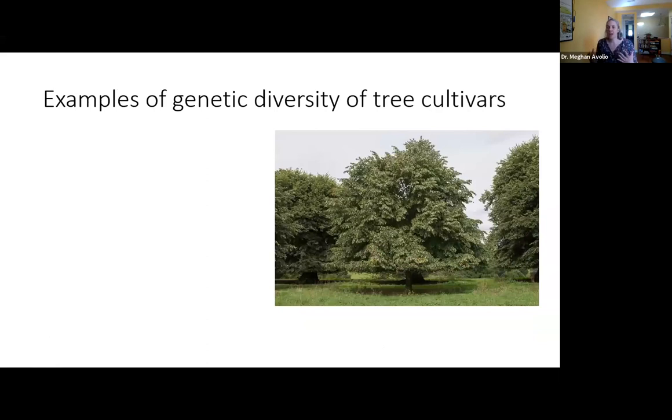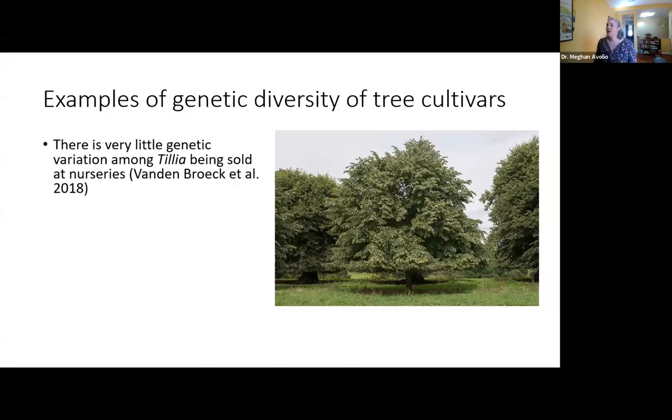And finally, I'm going to end with some examples of genetic diversity within trees. I am very interested in how plant breeding practices are affecting the genetic diversity of urban tree populations. There's very little work on this, but the work that has been done suggests that there is a genetic diversity problem. There's an example of Tilia, which are lime trees being sold at nurseries. There's very little genetic variation among trees that are being sold at nurseries.